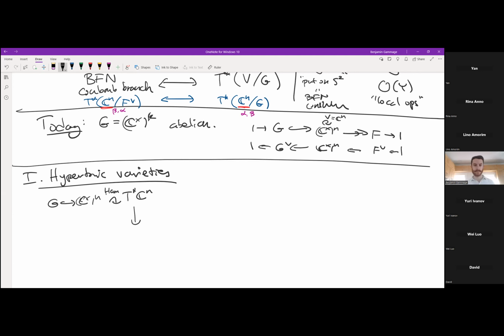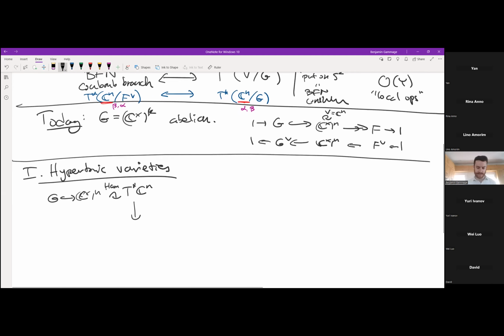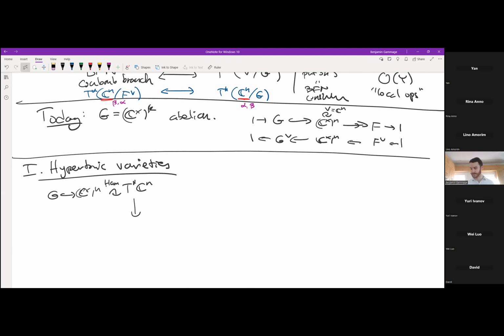Sorry, is your n equal to k? Because you said that previously a torus of smaller dimension acts on C to the n, and now you say that your torus is embedded. I have G here, yes. The full C star to the n is acting here, and then I have my G as a subtorus on the left-hand side. I just wanted to start with the full torus and then go back to my subtorus in a second, just because this way I can write down the formula more easily.